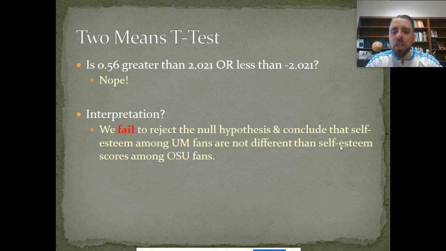We fail to reject the null hypothesis and conclude that self-esteem among U of M fans is not different than self-esteem scores among Ohio State fans. Really? I find that surprising. I would have thought all those losing seasons would have really taken a toll on the UM state of mind. But hey, that's what the numbers show. I fail to reject the null hypothesis. I cannot say with these two samples of 25 students each that the self-esteem scores are different. Right? Nothing more complicated than that.